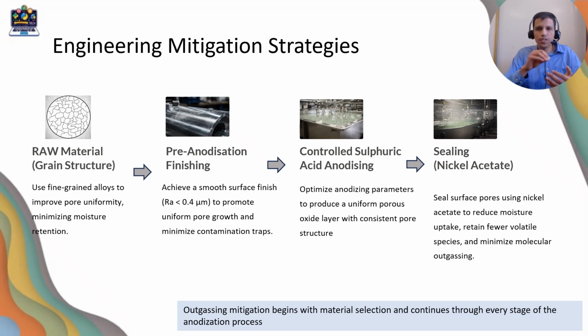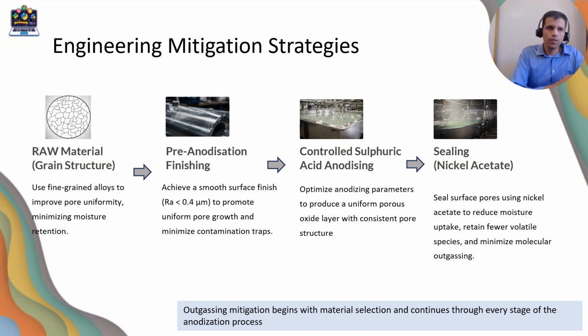So at each stage of the part, from fabrication to install and performance, what are the things engineers can do to improve this anodized part to address outgassing? That's how I'm trying to show these strategies, right from the raw material.